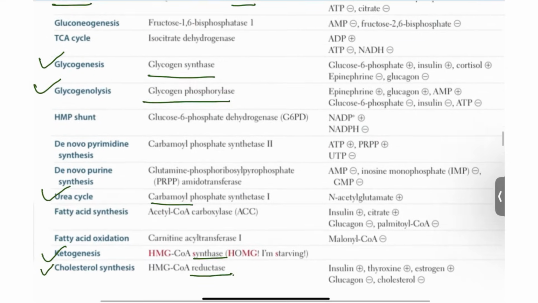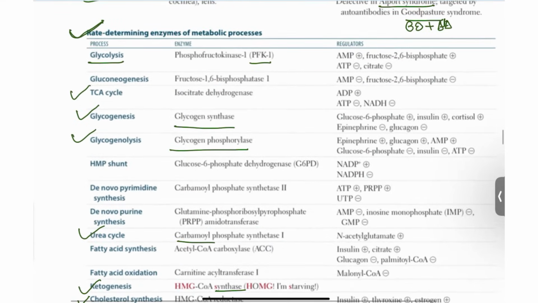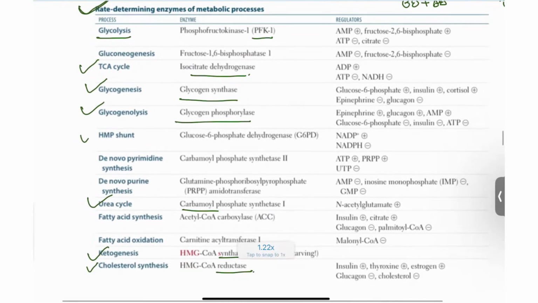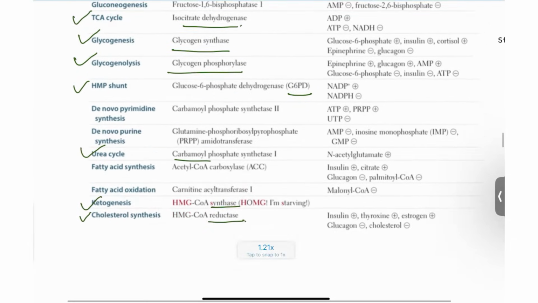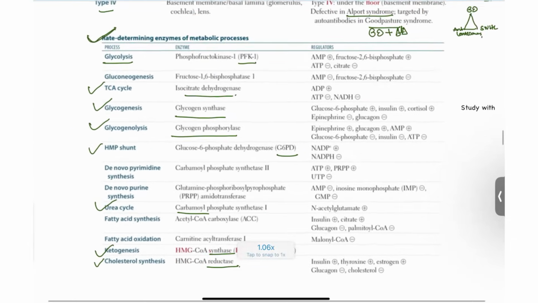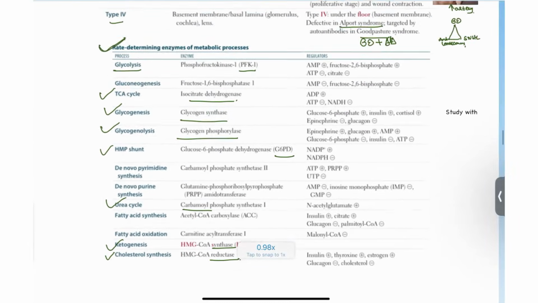Okay, see the differences. And TCA cycle, isocitrate dehydrogenase. HMP shunt will be G6PD. Okay, all these points are very important for understanding; direct MCQs from this table can be asked.